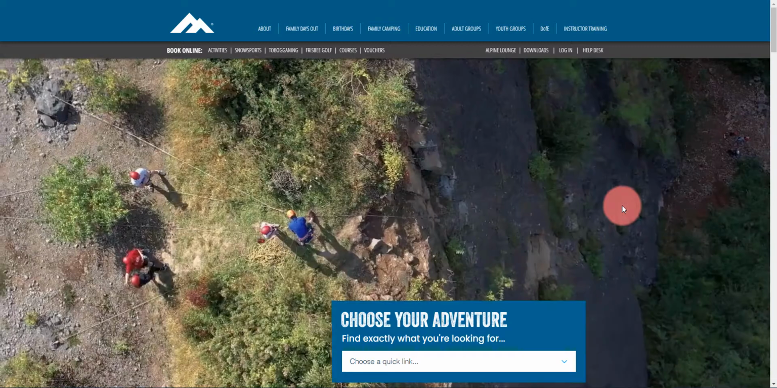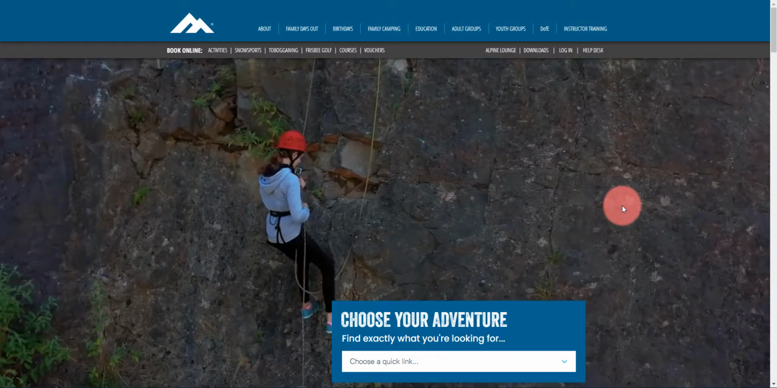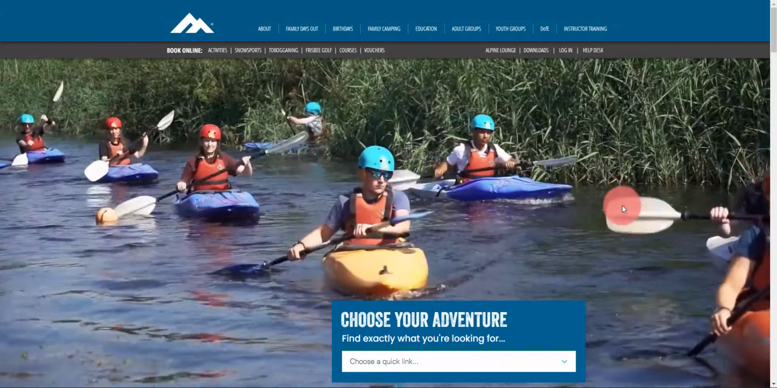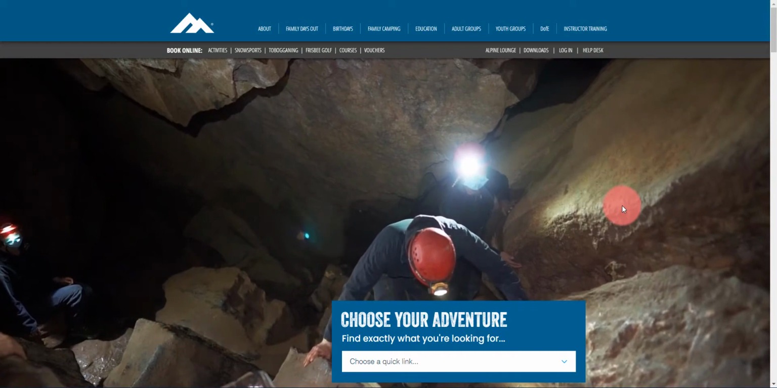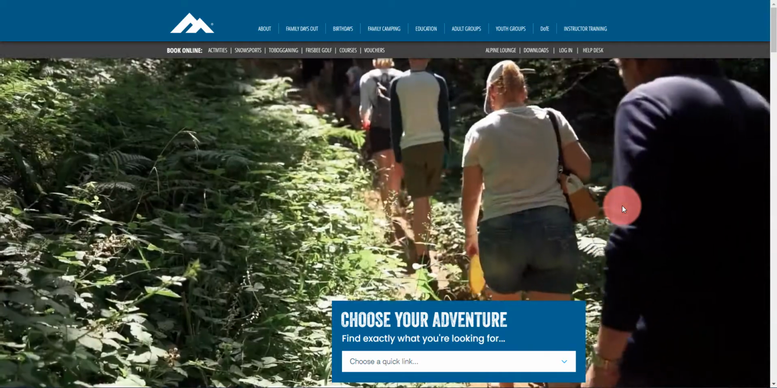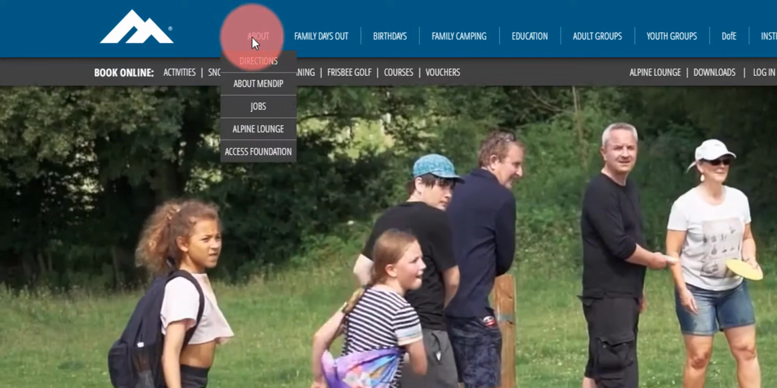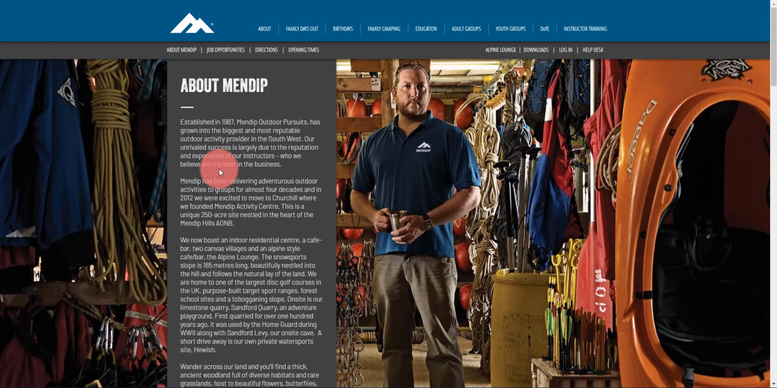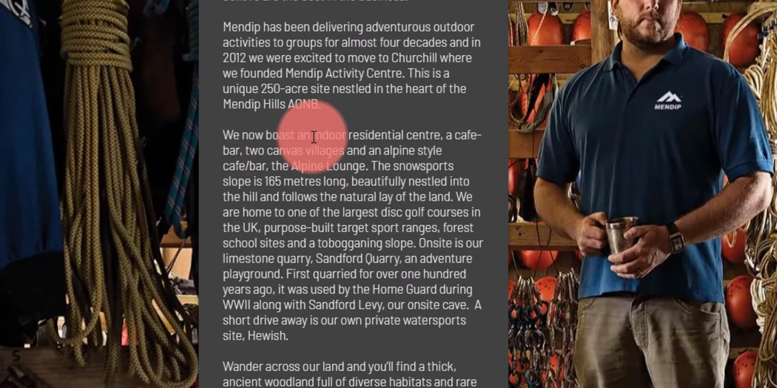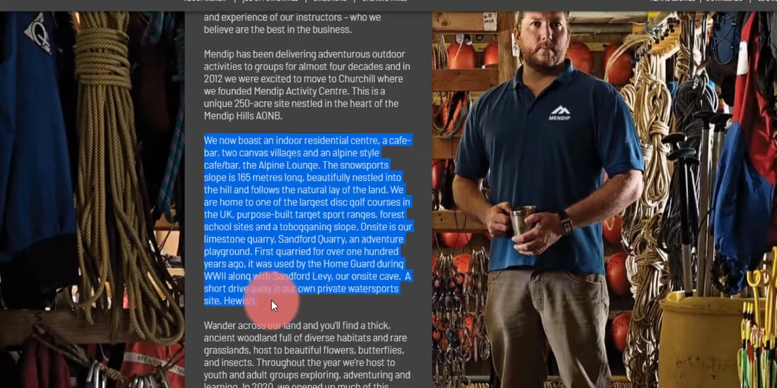So the question asks us, what facilities and venues does it have? And we're talking here about physical buildings, accommodation, changing areas, climbing walls, nearby lakes, nearby water facilities, etc. So what we found here by going to the About Mendip page again, clicking on there, was that with a little bit of reading, we can quite quickly see here we now boast an indoor residential centre, a cafe bar, 2 canvas villages, etc., and it goes on. So this whole paragraph here essentially tells us what facilities they have. There's a huge amount there.